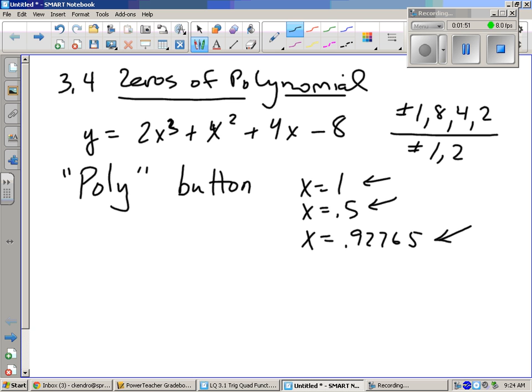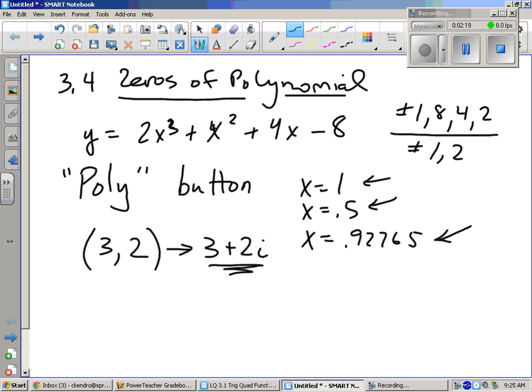The poly button also, as a reminder, might give you an answer like this. Now that doesn't mean the 0.32. What it means is it's imaginary. The 3 is the real part, the 2 is the imaginary part. So if you see 3 comma 2 after you use the poly button, it really is the imaginary thing. So you have to know that as well.